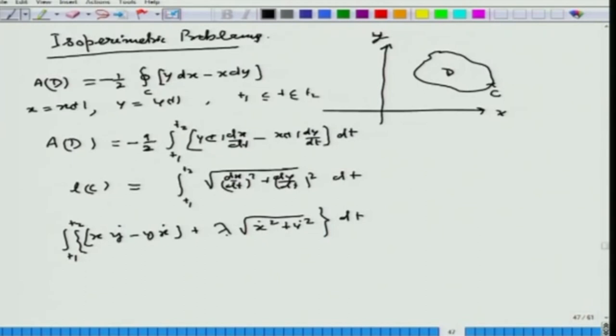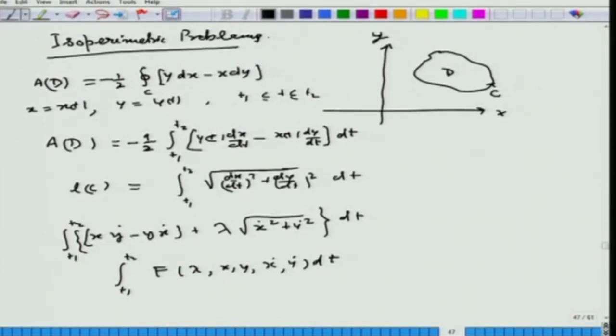Lambda will be Lagrange's multiplier, which is undetermined and will have to be determined. We need to find x and y as well as lambda here. So, this can be taken as a functional f, and again t is not appearing explicitly; f is a function of lambda also, and x, y, x dot, y dot, dt. So, this kind of function we are optimizing.